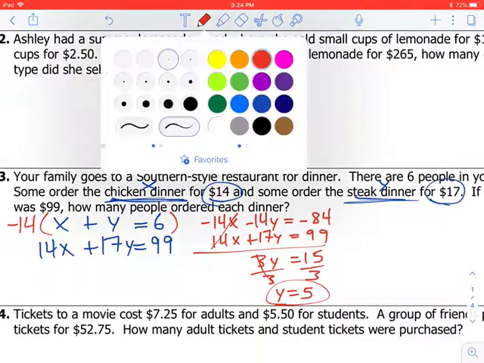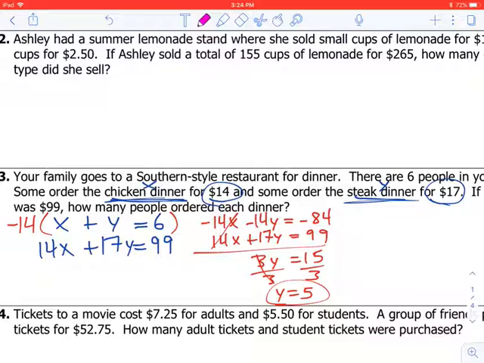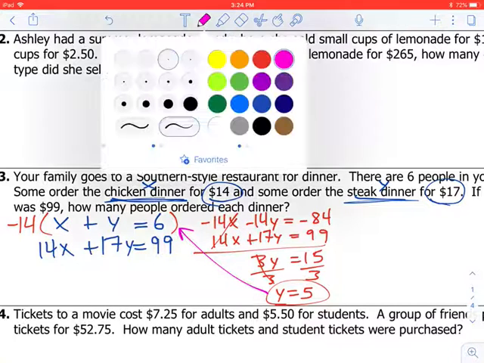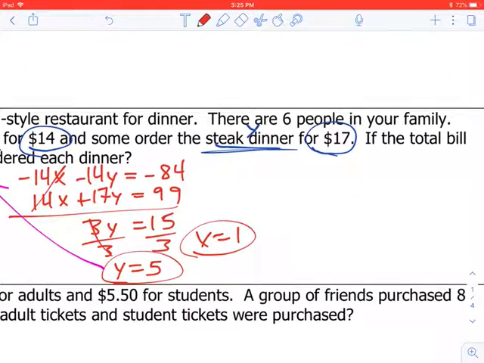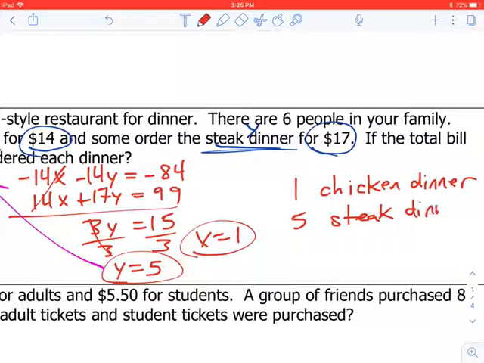Now, think about what we're trying to find in the first place. How many dinners? Well, if there's 5 of the y, there must be only one left. So the other one would be x equals 1. And so let's explain what we found. We had 1 chicken dinner and 5 steak dinners. We're eating fancy tonight.